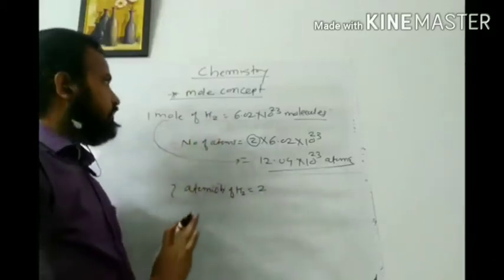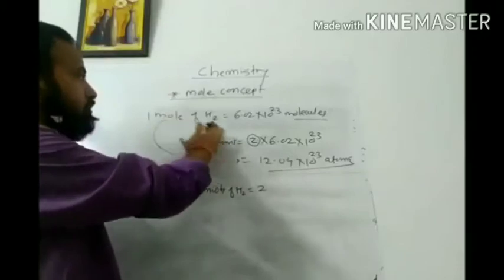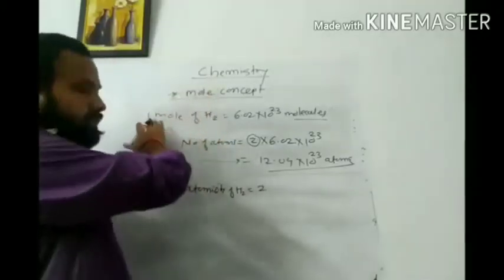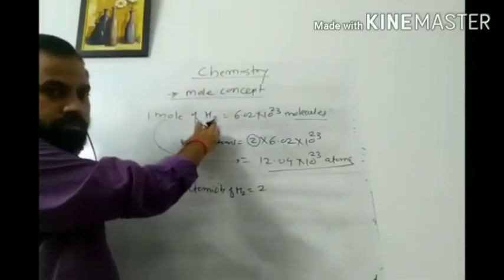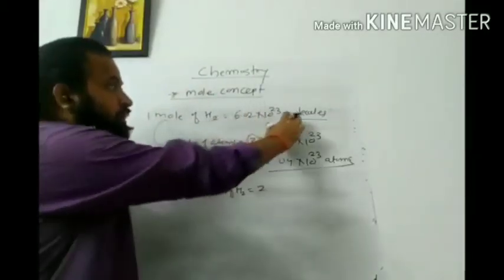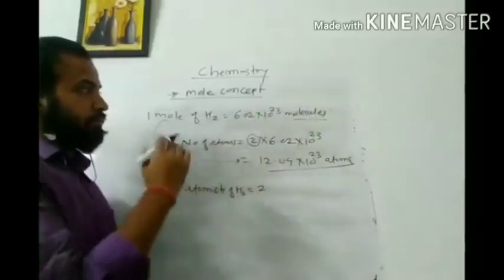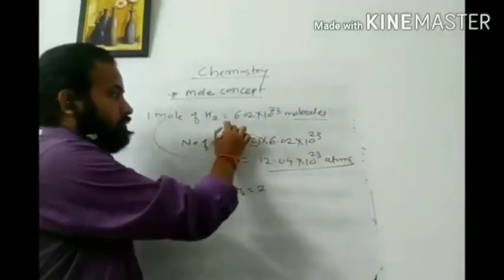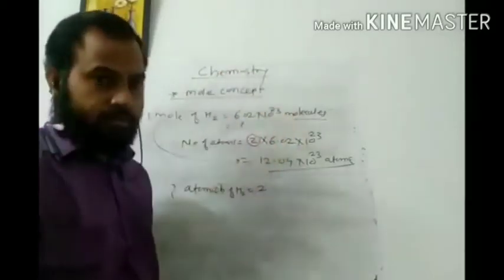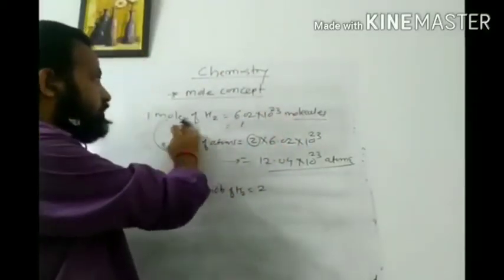See, if I want to calculate the number of atoms in a given mole, for example, 1 mole of hydrogen contains 6.02 into 10 raised to 23 molecules. Okay. Now, if I want to calculate how many atoms instead of molecules, I am interested to know the number of atoms present in hydrogen.